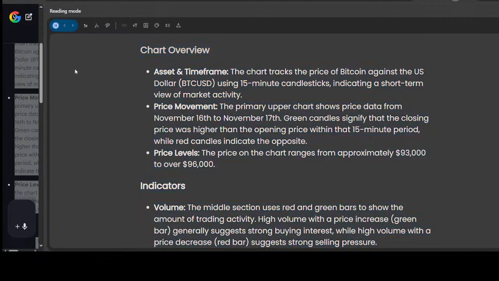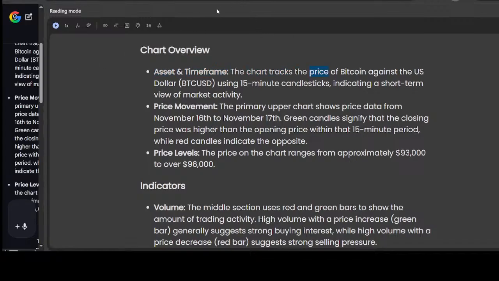Chart overview. Asset and time frame. The chart tracks the chart overview. Overview. Overview. Asset and time frame.